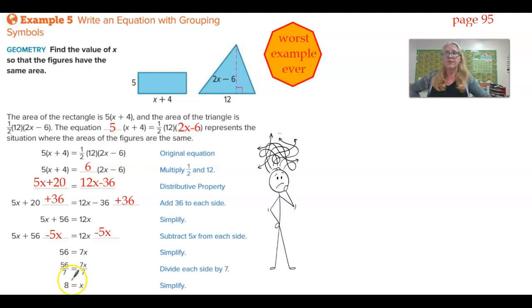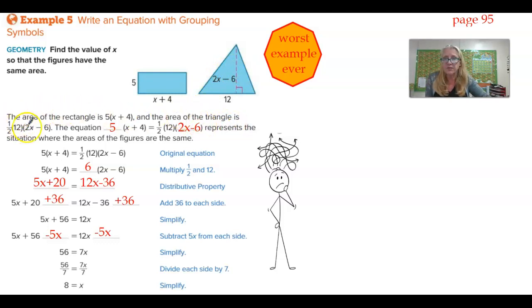It says, find the value of x so that the figures have the exact same area. Okay, well, you need to know area formulas. The area of a rectangle is length times width. The area of a triangle is 1/2 the base times the height. 1/2 times base times height. Well, so the equation for this is to get the area of the rectangle and set it equal to the area of the triangle, all right, and then solve for x.